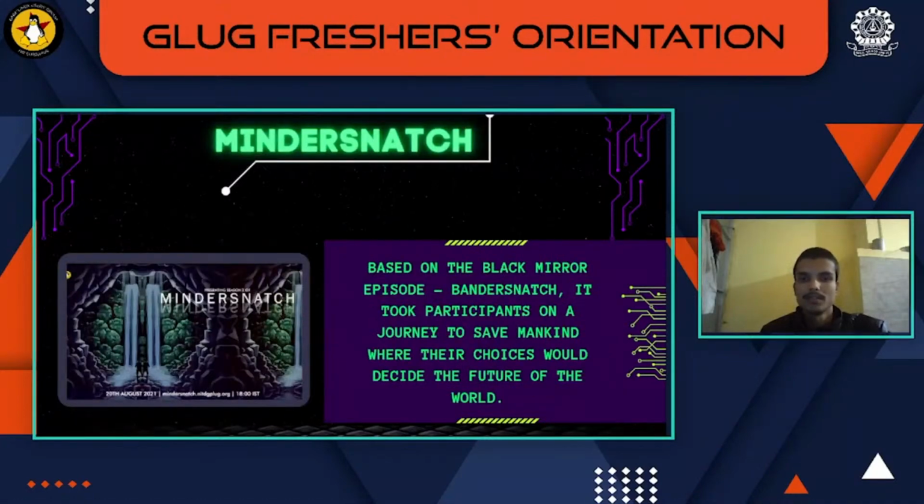Next we have Bandersnatch. Inspired by the very popular Netflix series Black Mirror's Bandersnatch, GLUG came up with its own mind game full of confusing choices, where one decision can take you on a journey to the end of the world or back in time. If you're still confused about how to play this game, then wait till we announce the next edition of this event, but the only choice you have is to play.